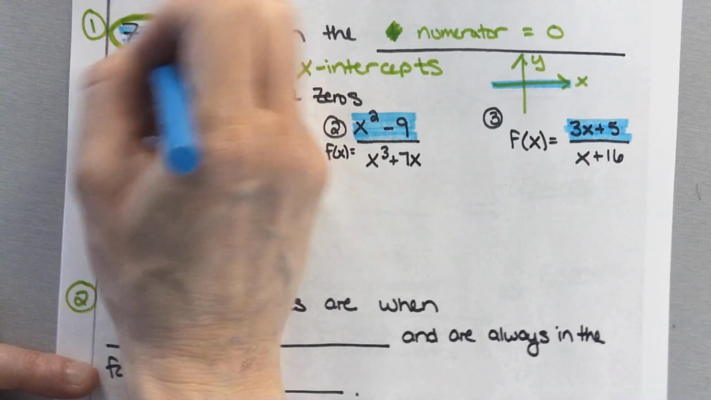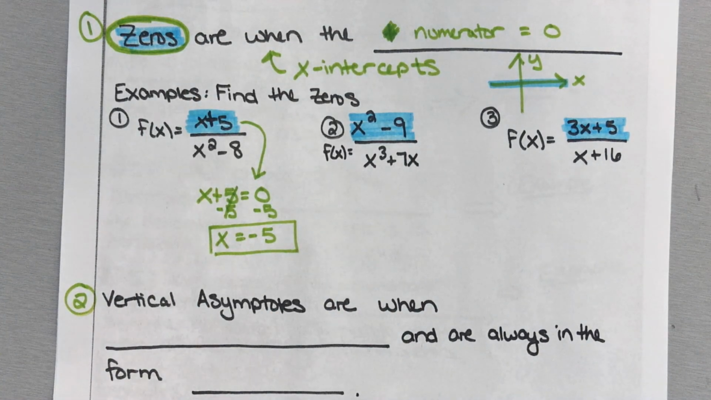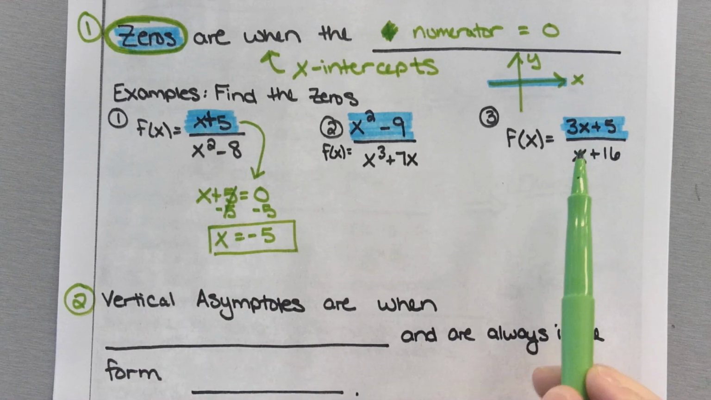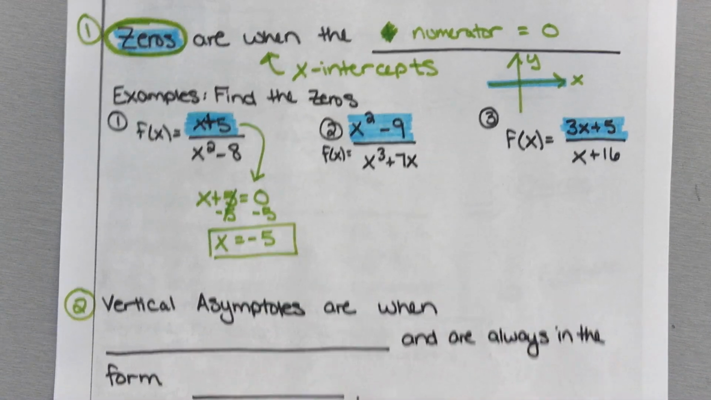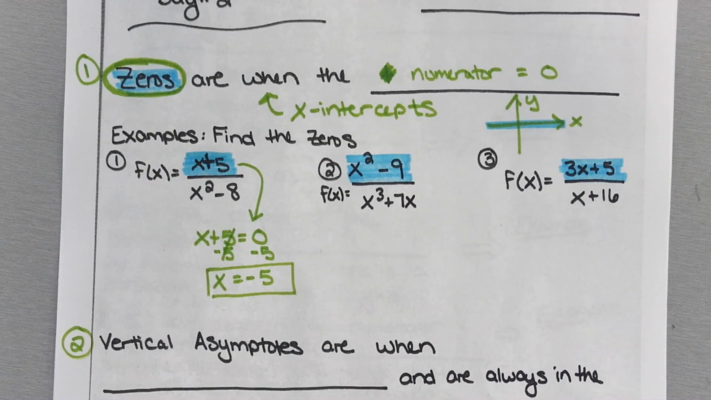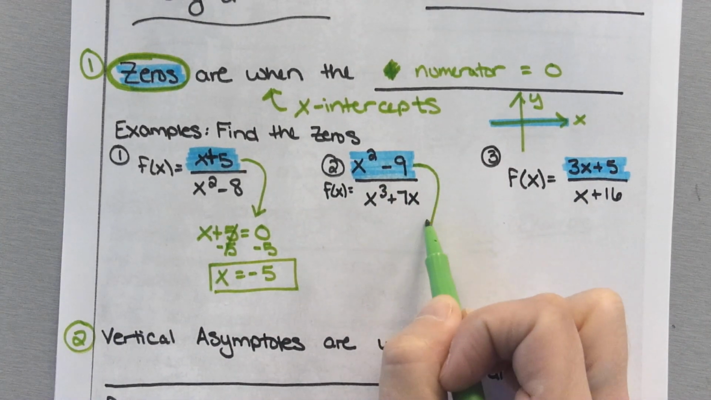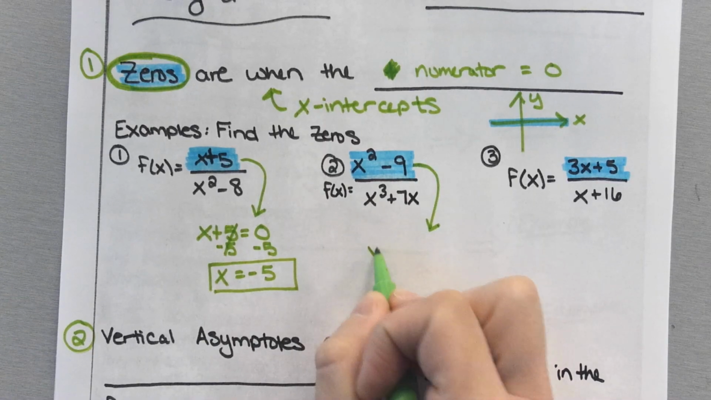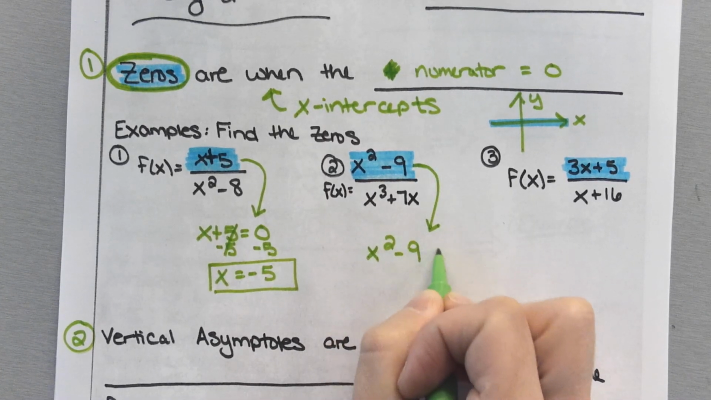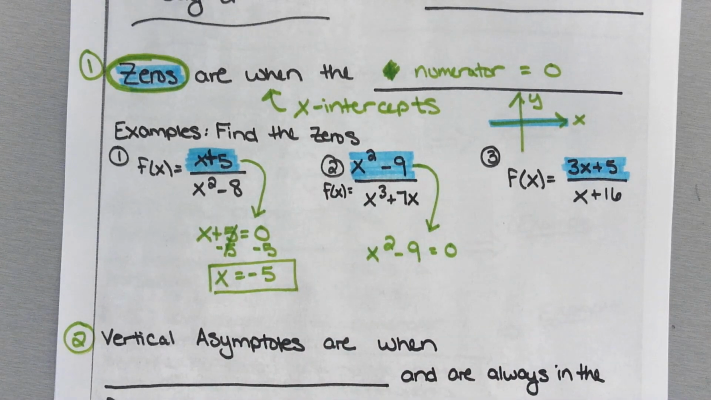Oh, hold on. All right, here we go. So when we go to these other 2, again, we only care about the numerator. We don't care about the denominator. So let's look at the numerator here. So we have x squared minus 9. And we want to know when it's 0.